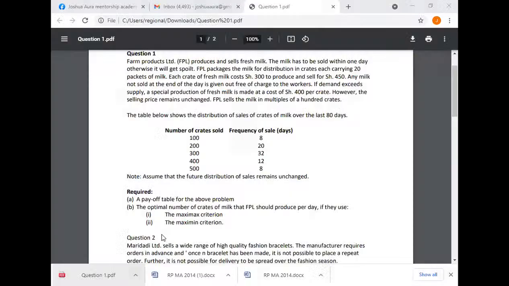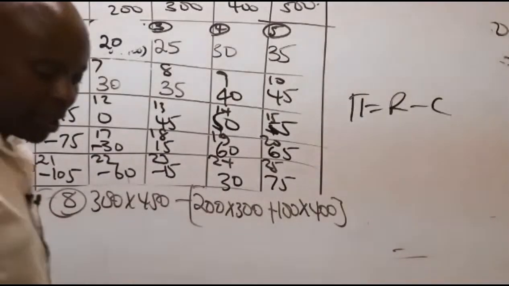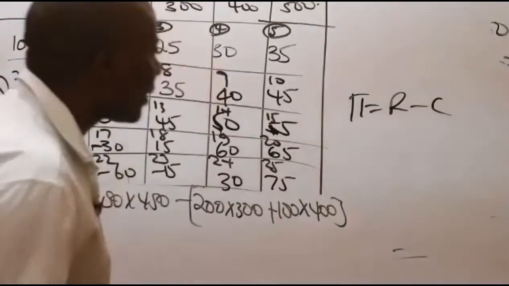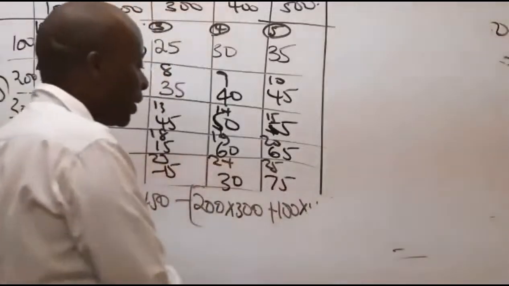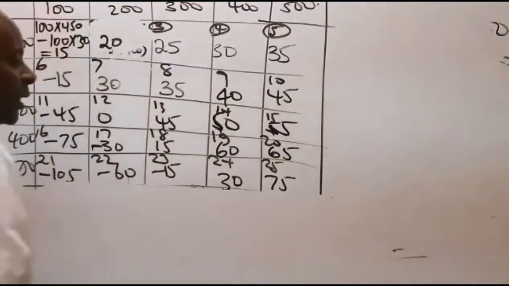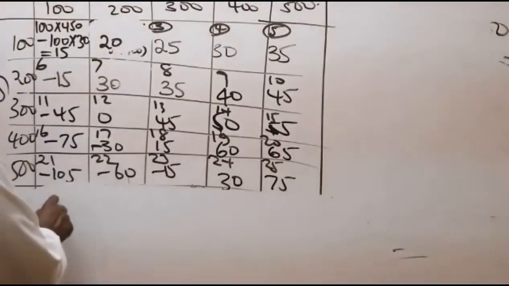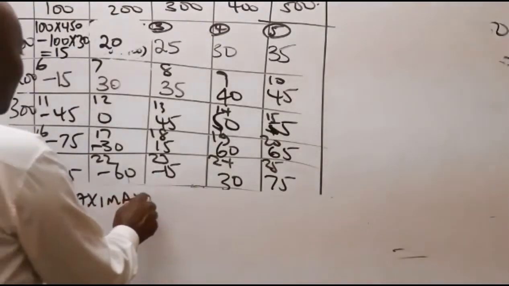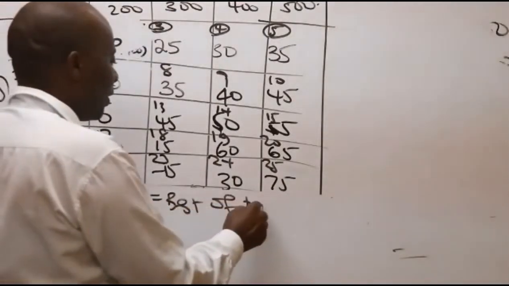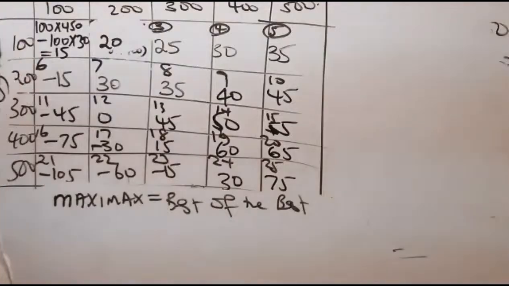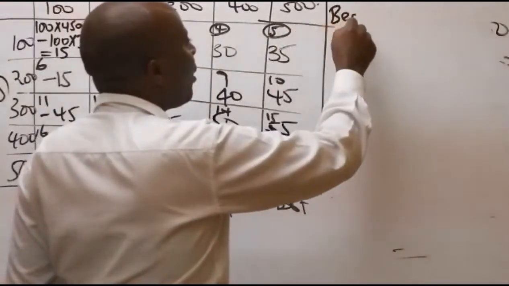So the next question wants us to determine the optimal number of crates of milk that the company should produce per day if they use maxi-maxi. Very common in your exam. Maxi-maxi means best of the best. Maximum of maximums. And what I'm supposed to do is to create a column here for best.